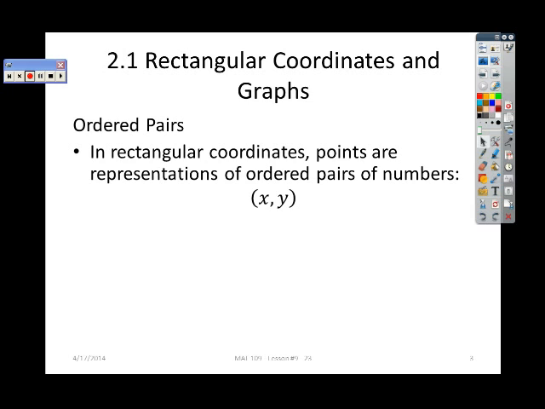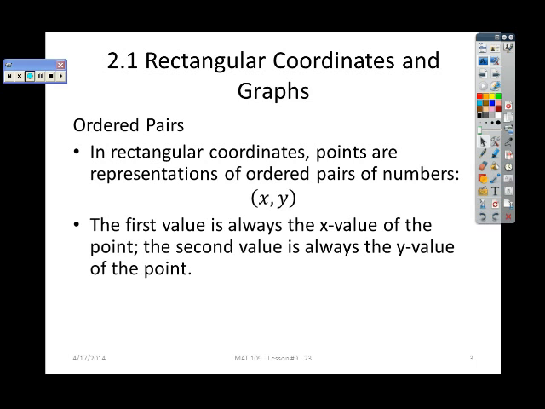And remember, x is horizontal, y is vertical. I see some students who get those reversed, and therefore their graph is wrong. So the ordered pair 2 and minus 5 is different from minus 5 and 2. You have to make sure you get them right. 4 and 3, another example of an ordered pair.